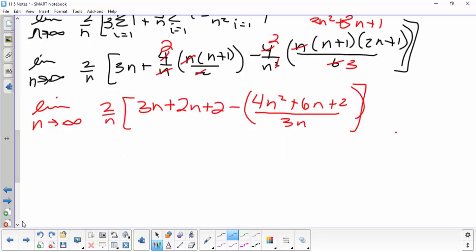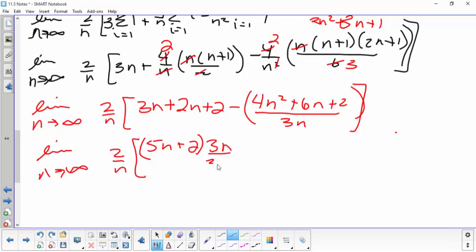Continuing to combine like terms, we have the limit as n approaches infinity of 2 over n. 3n plus 2n is 5n plus 2. Now over here, we have a denominator of 3n, so we're going to need to multiply this by 3n over 3n so I can get that common denominator. Minus 4n squared plus 6n plus 2 over 3n.